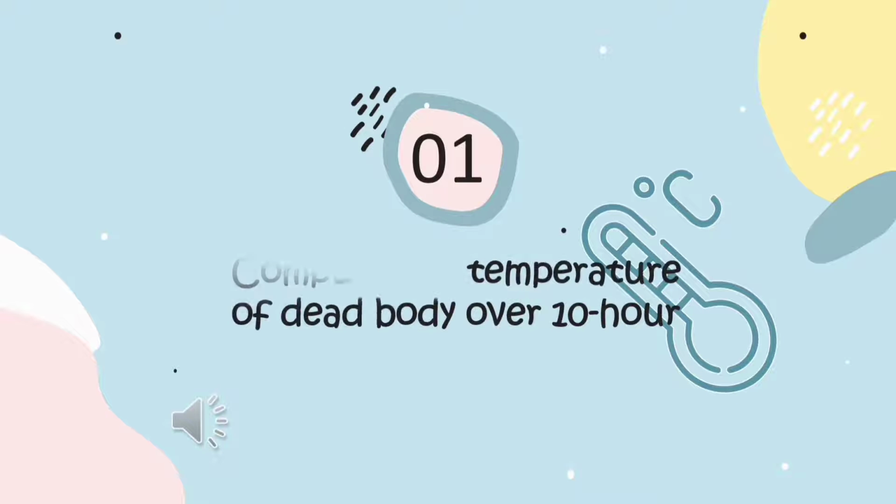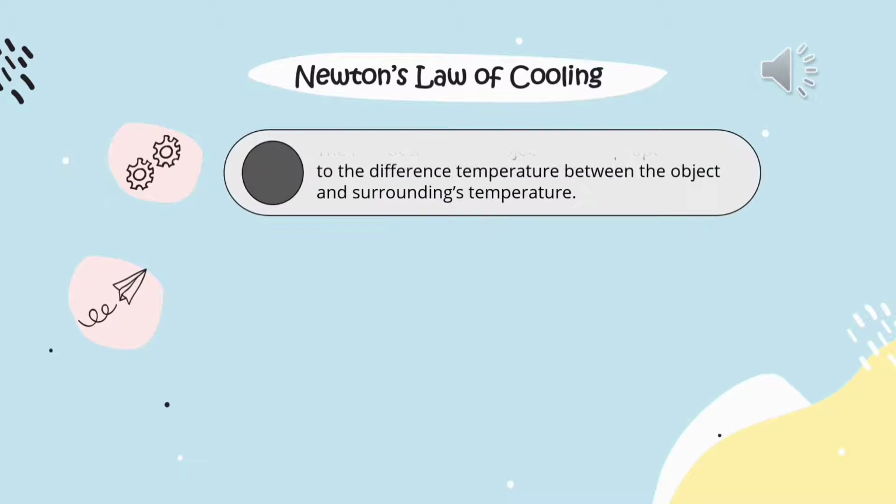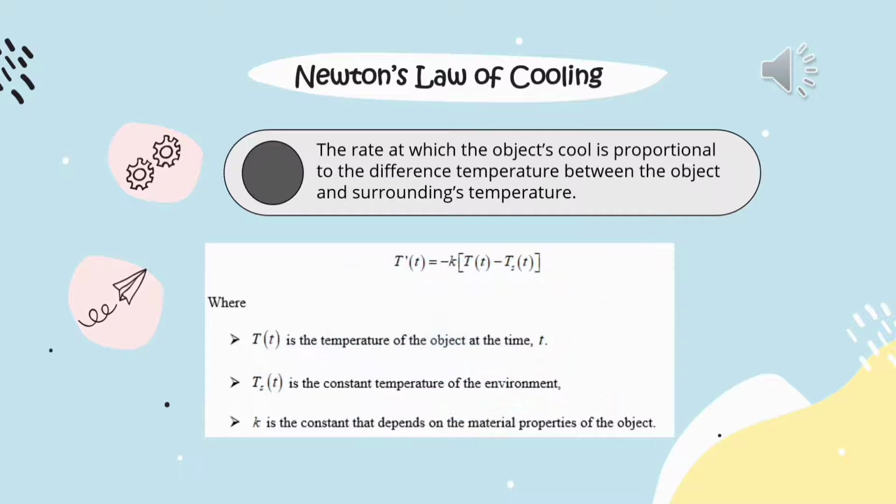Okay, let's do question number 1. Compute the temperature of the dead body over a 10-hour period. Okay, let's see the first approach. Newton's law of cooling states that the rate at which an object cools is proportional to the temperature difference between the object and the surrounding temperature.